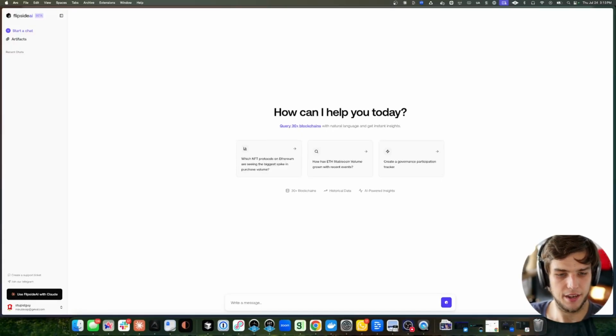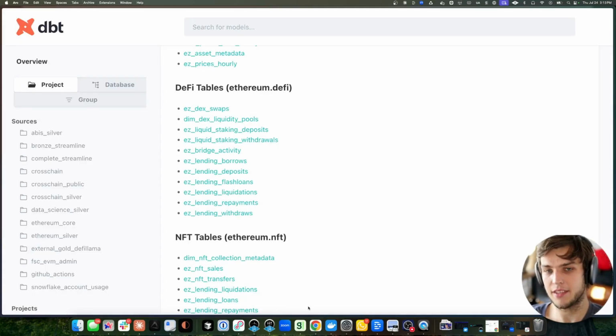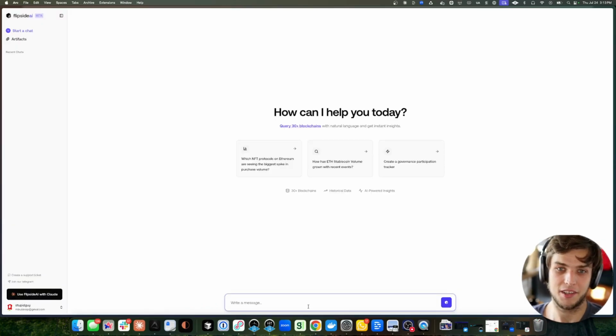Flipsidecrypto.xyz/chat brings you there, and I'm logged in. We can ask a message about anything on any blockchain. So it's going to take this level of granularity from all of the dbt documentation that the team has been curating and hyper-curating for years from all the chains. It's going to feed them through a series of experts and a series of MCP servers that are all connected on the back end and present us with a conversation and graphs so we can actually understand something.